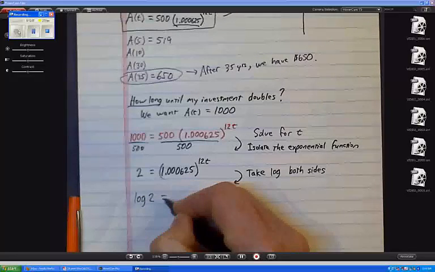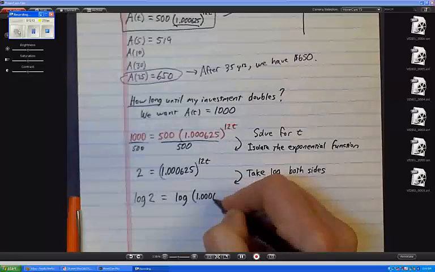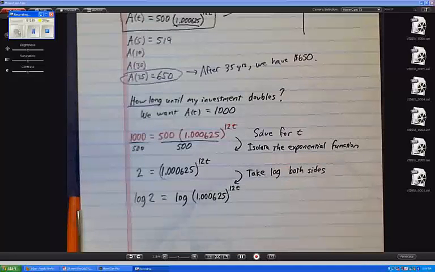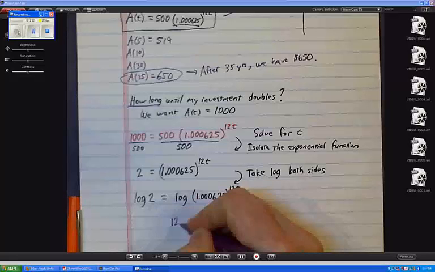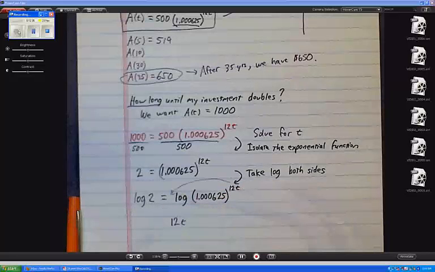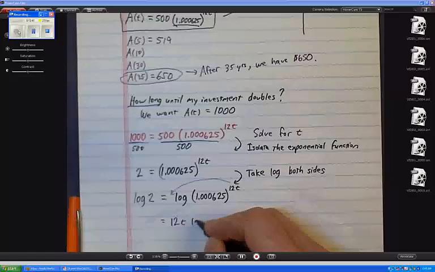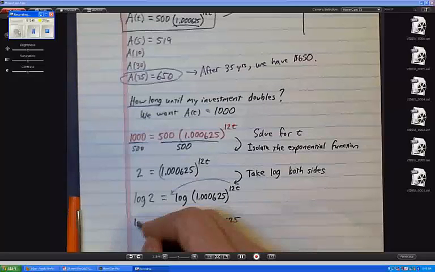Log of 2 equals the log of 1.000625 to the 12t. And you might say, well, why did I do that? What good did that do? You could move the 12t out front. That's the most powerful of the log laws, is that 12t can come out front. So I have 12t times the log of 1.000625 is equal to the log of 2. Okay?